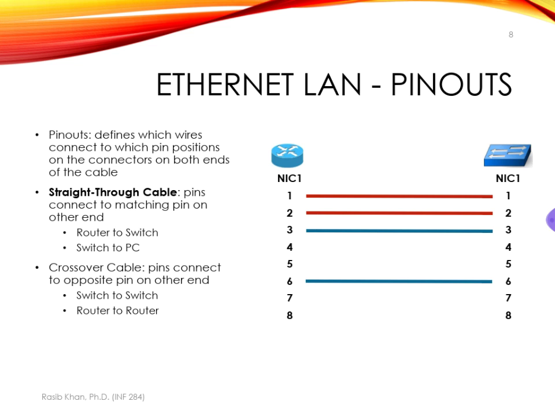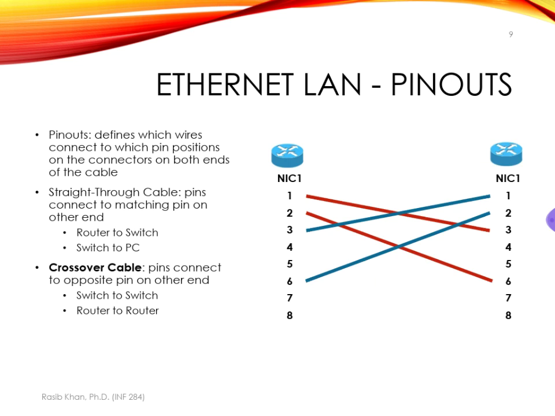You have to remember that a straight through cable is suitable only if the 2 devices are different. For example, if a router is connecting to a switch, or a switch is connecting to a PC, or a PC is connecting to a router. So in any case where the 2 devices are different, they can connect with each other through a straight through cable.